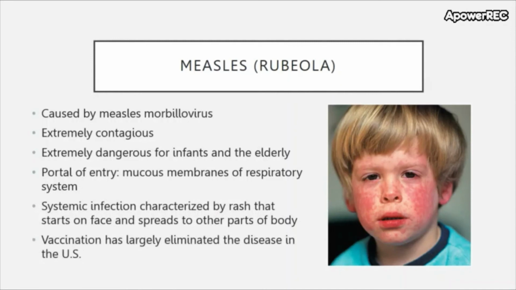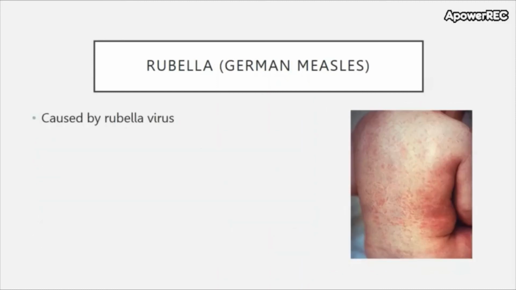And in the US, vaccination has largely eliminated the disease. Outbreaks continue to happen due to travelers coming into the country and reintroducing it, but overall, it's been eliminated from the US. Although resistance to vaccination has led to some recent spikes in measles cases as well.